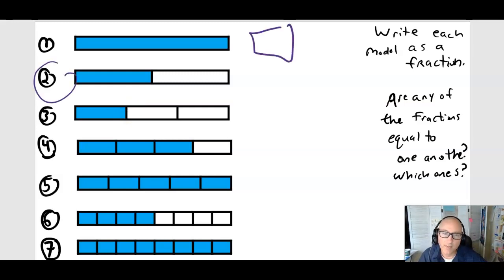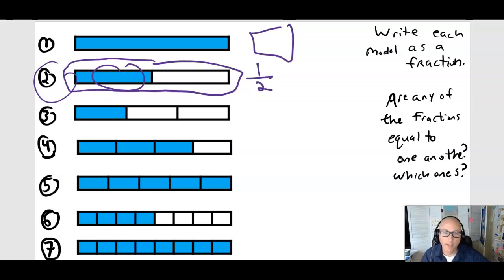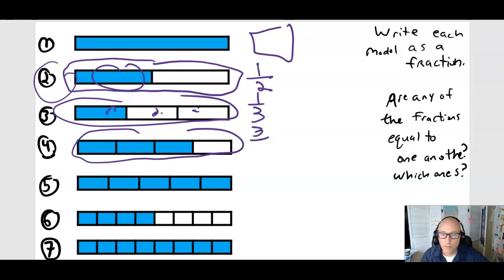Go to number 2. How do you write that as a fraction? Well, 1 is shaded in, so 1 goes as the numerator. Out of how many total are there in this bar? 2. So that's 1/2. How about this one? 1, 2, 3 are shaded in out of 4. 5 are shaded in out of 5. This one is 1, 2, 3, 4, 5, 6, 7, 8 shaded in out of 8.